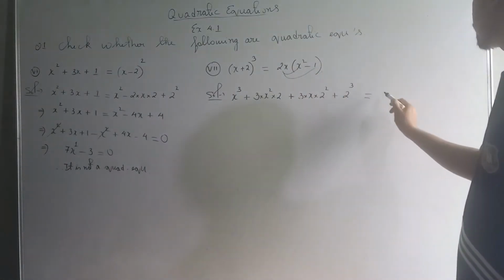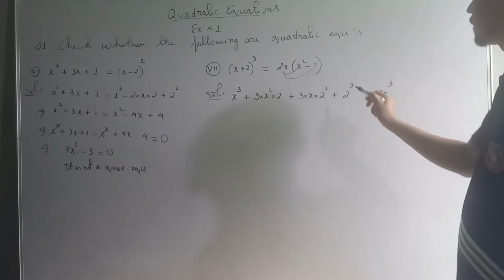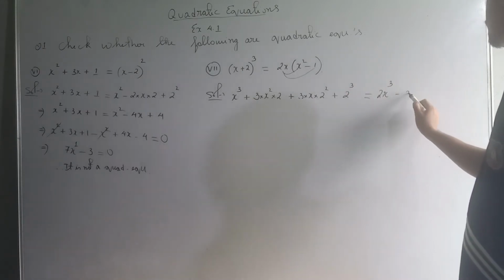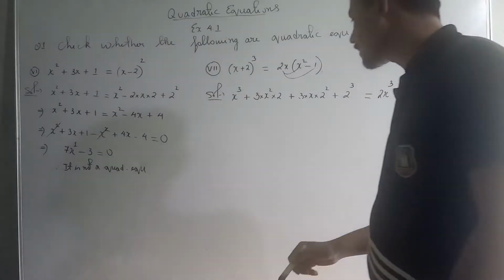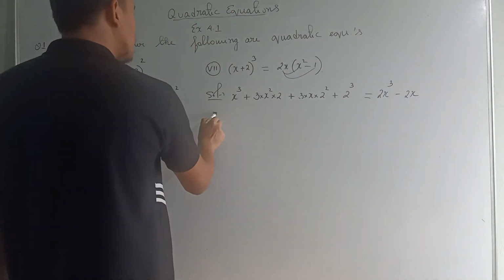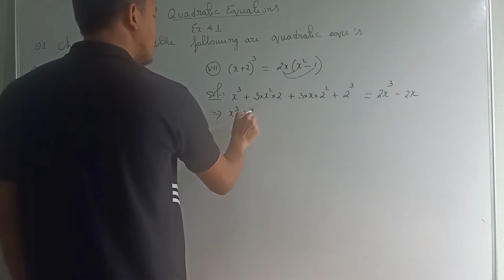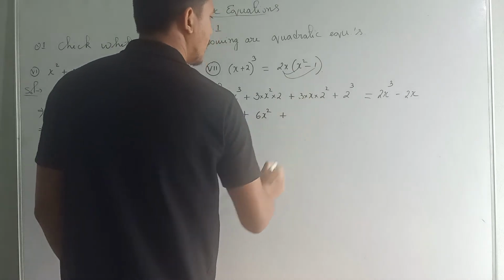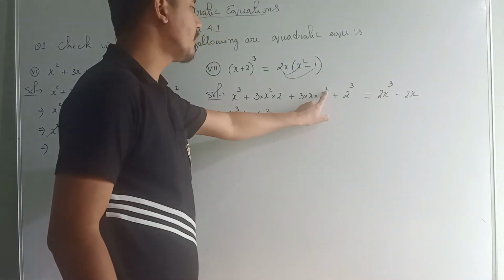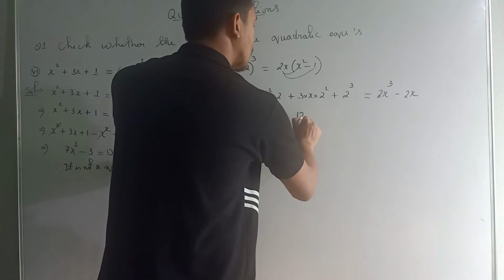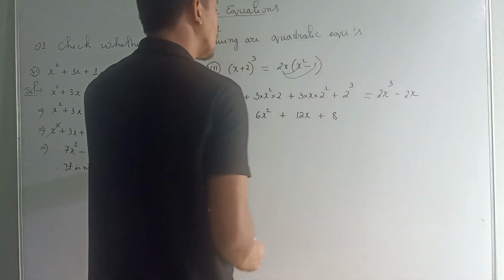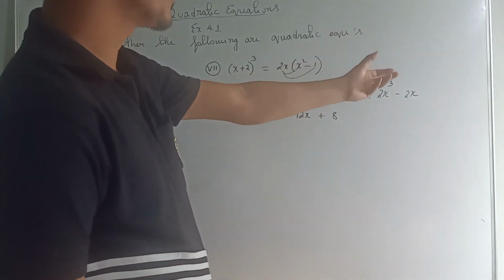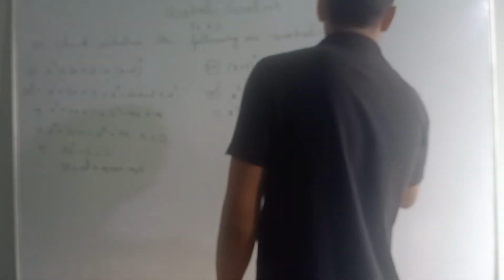2x times x squared is 2x cube, minus 2x times 1 is 2x. Now this implies x cubed plus 3 times 2 is 6, and then x squared. 2 squared is 4, 4 times 3 is 12, so 12x, 2 cube is 8. Now let us transpose the terms on the right side to the left side. Then we have minus 2x cubed plus 2x is equal to 0.